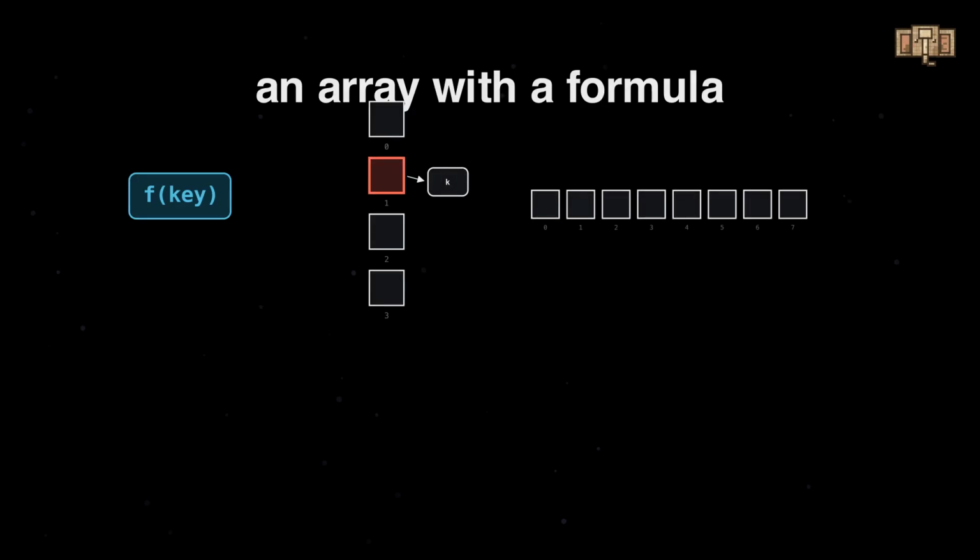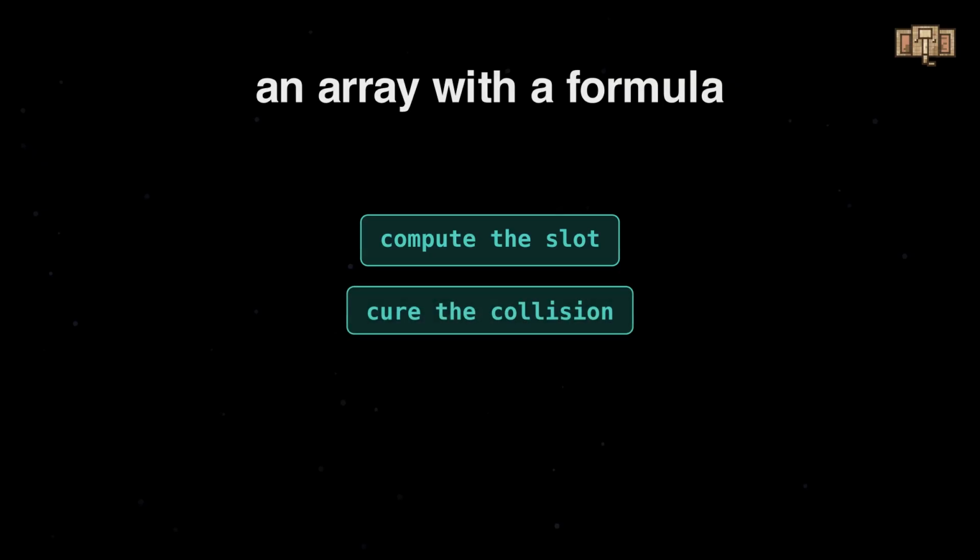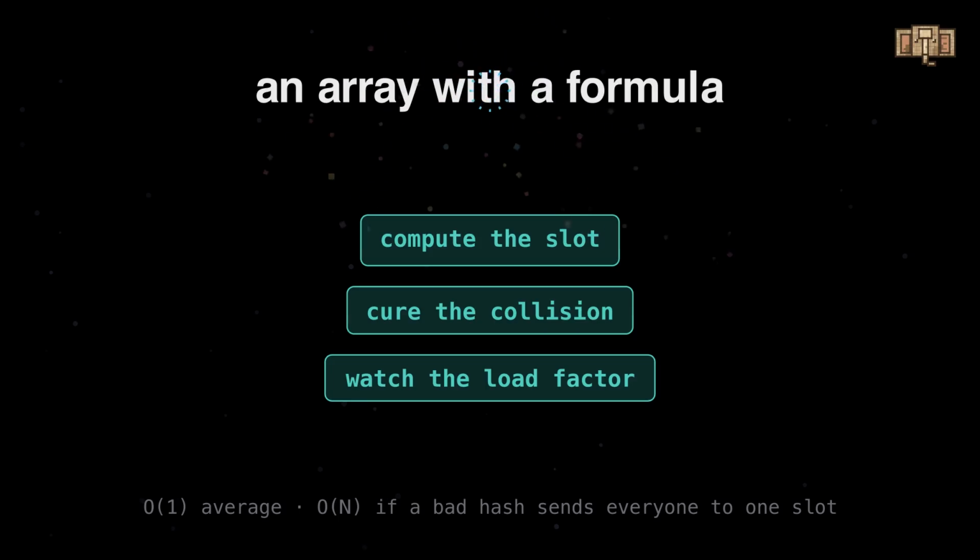So here is the whole machine once more. A key flows through the formula, jumps to its slot, a collision chains, the load factor climbs to the line, the table doubles and refiles everyone, the chains scatter short again, and a lookup is a jump and a short scan. That is it. A hash table is an array with a formula. Compute the slot. Cure the collision. Watch the load factor, constant time on average. Linear only when a bad hash sends everyone to one slot.